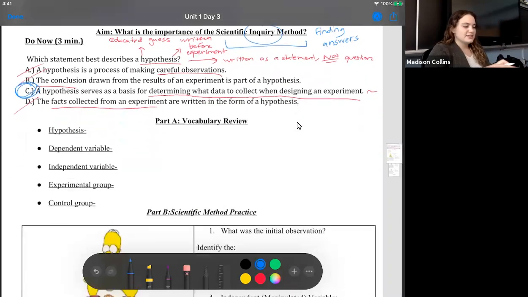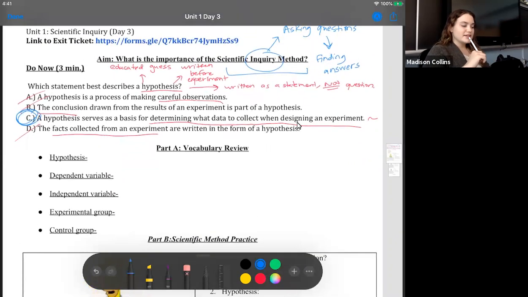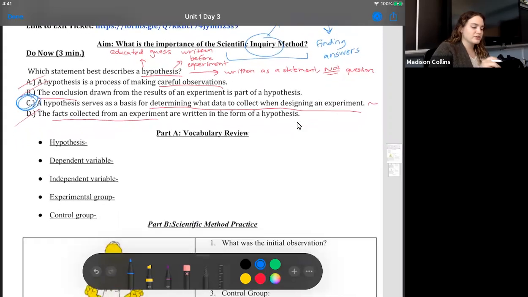All right. So today's aim is deciding what is the importance of the scientific method. But in order to do that, I want us to spend some more time going over the vocabulary associated with experiments and how to set those up. So before we get started today, I want us to review the vocabulary we learned yesterday. First up, we've got hypothesis, all right? What is a hypothesis? Well, we know that it's an educated guess, right?